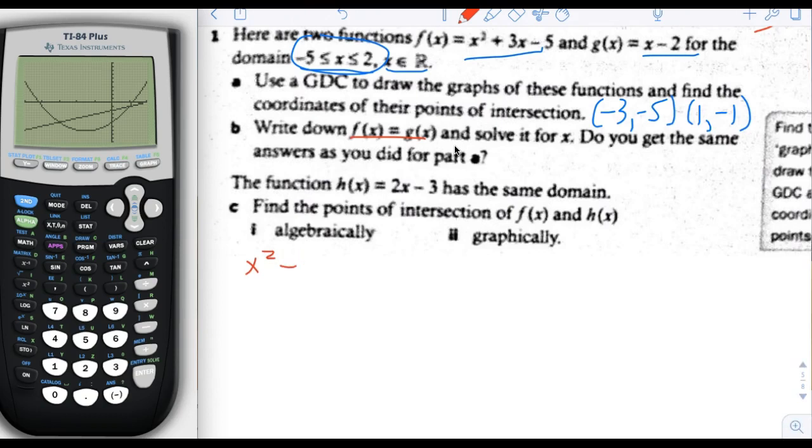So our functions are x squared plus 3x minus 5, which is the f function, and the g function is x minus 2. So we're going to write each of those, one on the left and one on the right side of the equal sign. Of course, it doesn't matter the order, because 3 equals 3, it doesn't matter which comes first. Now we're going to solve for x. How do we solve for x?